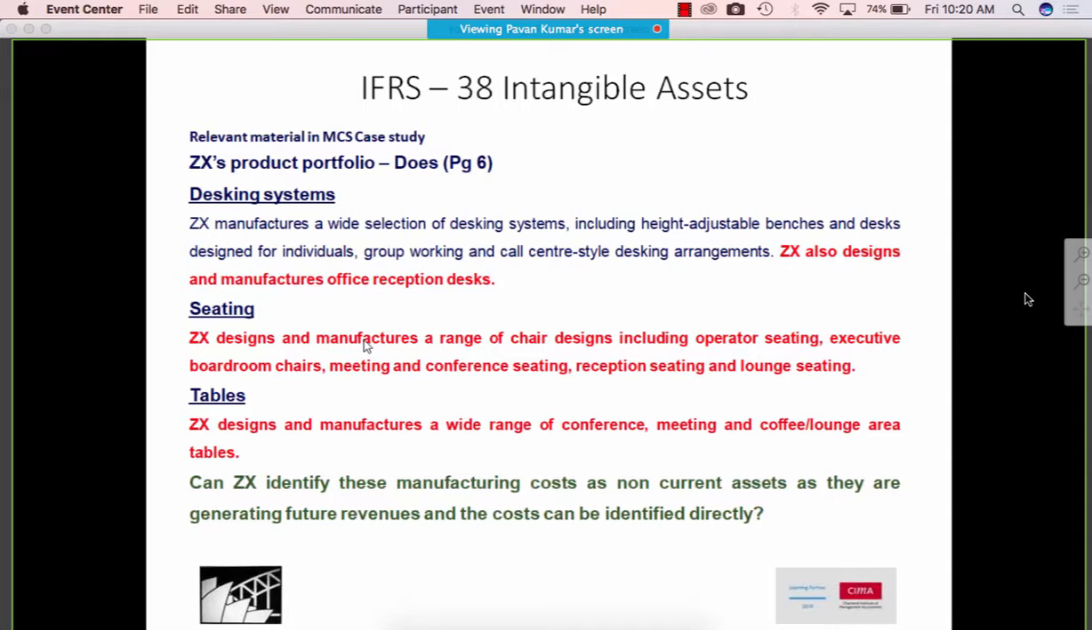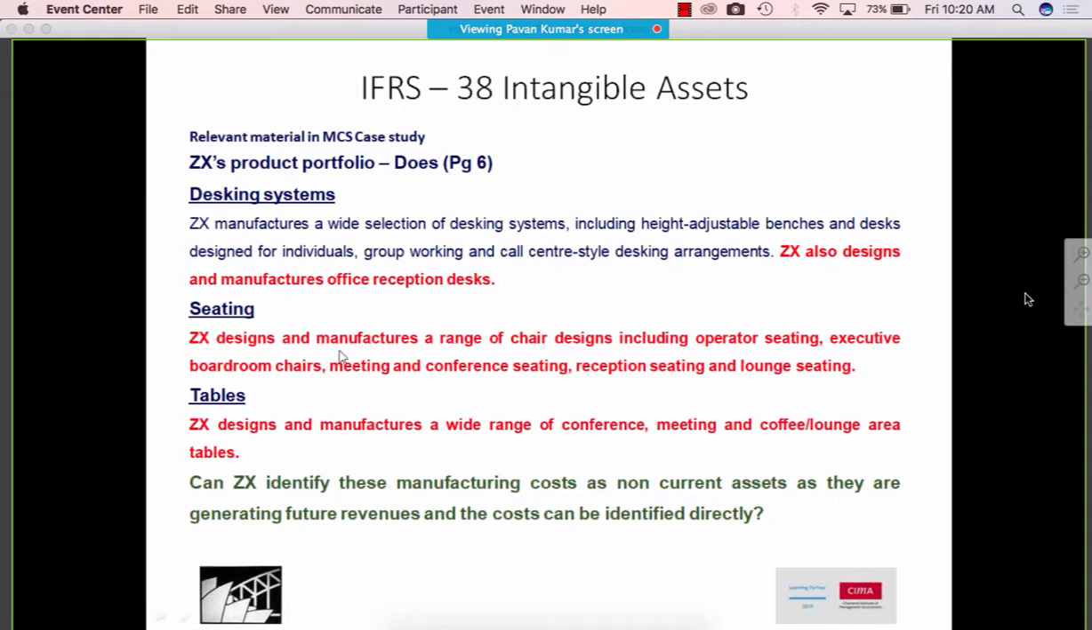The reason being that you are not sure whether you will be able to generate future revenues at that point in time. Number two is because you cannot ascertain cost definitely at that particular stage of designing or researching.